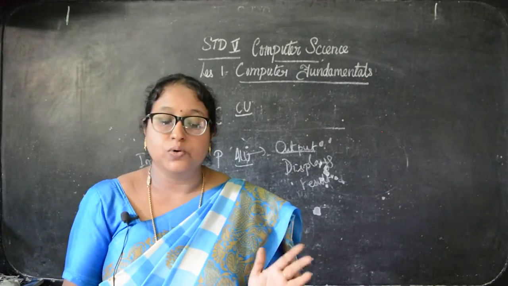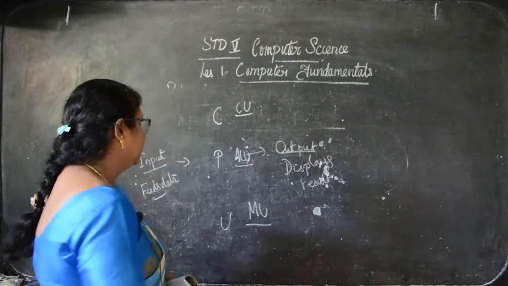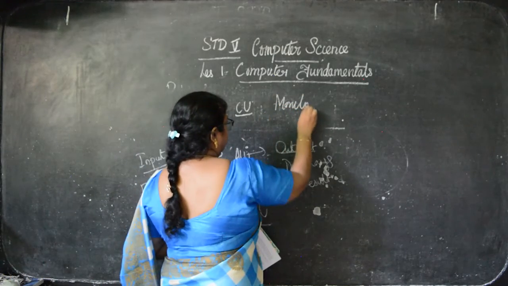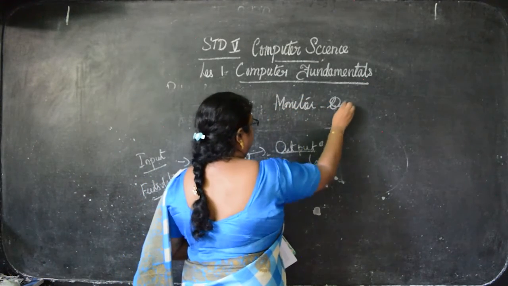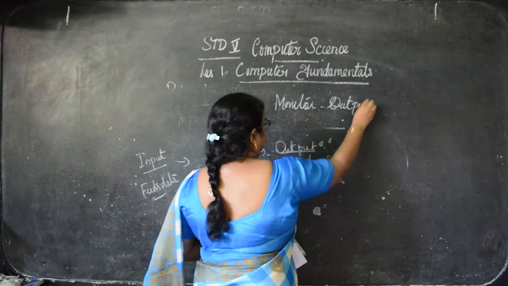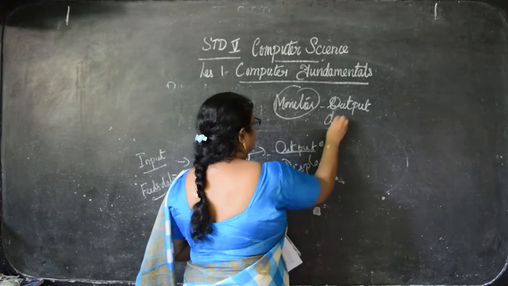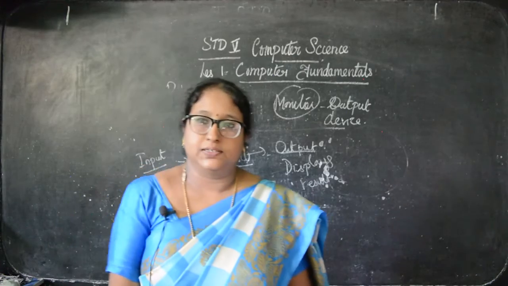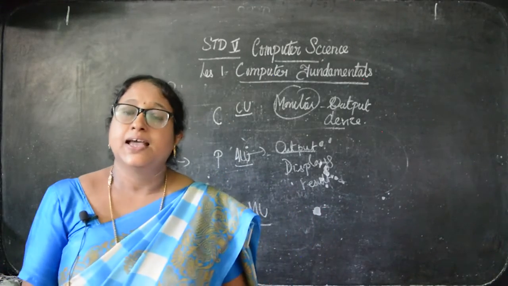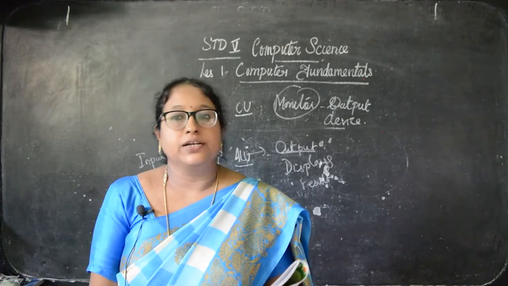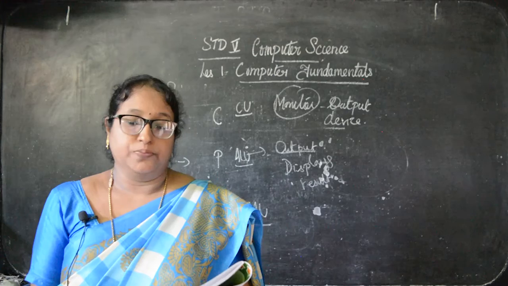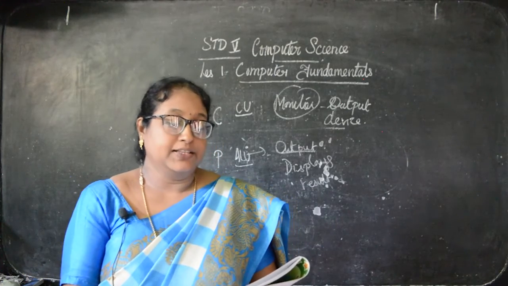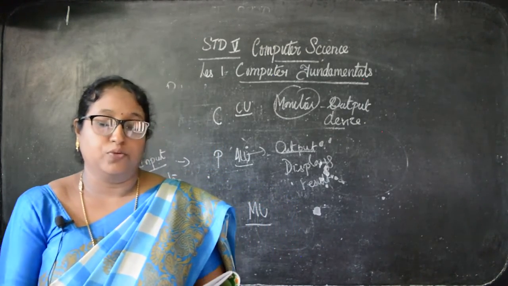And monitor is the most commonly used output device. Okay, children, in the input, keyboard is a common device, and here in the output, monitor is the most commonly used output device. Now, let us understand the functions of some of the input and output devices.